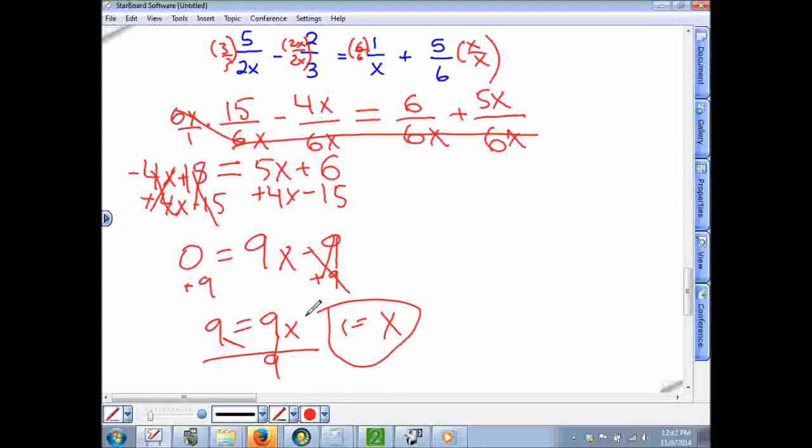Now, we're skipping step 3 though. Is that an excluded value? What do you think, Abby? If I plugged in a 1 for that x, is that okay? Or that x? It's okay. What can't you have on the bottom? You can't have a 0, so those are okay. All right. That's it, you guys.